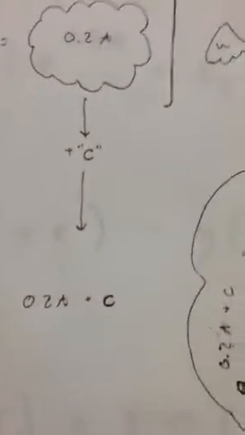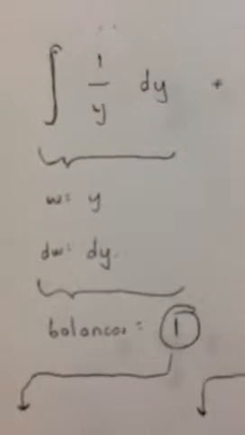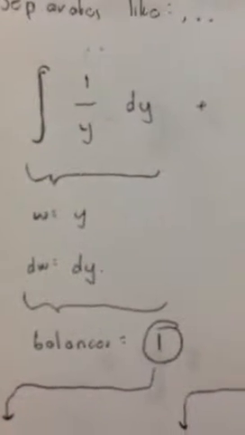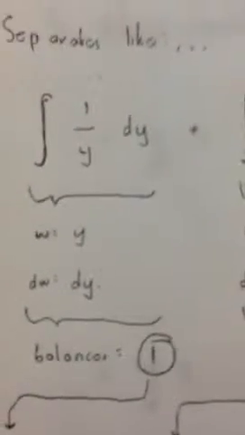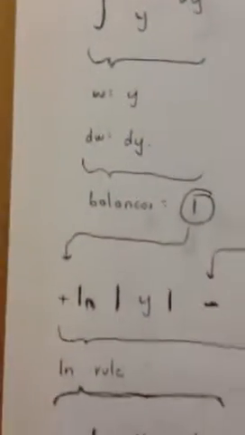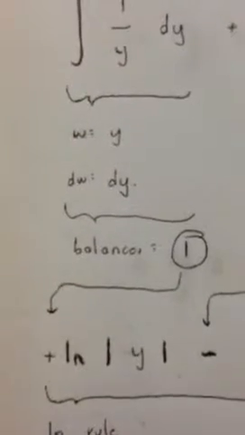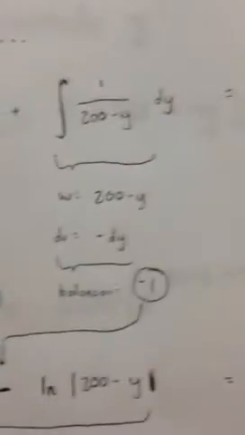And when you take your u, you just remember that you have this plus your constant c. And I just think it's great that you have that t, so I just drew little angel wings for that. You have a u value of y, and you have a du value of dy. So your balancer is just 1. You already have the dy, so you don't have to worry too much about that. That'll just be a positive natural log of the absolute value of y.